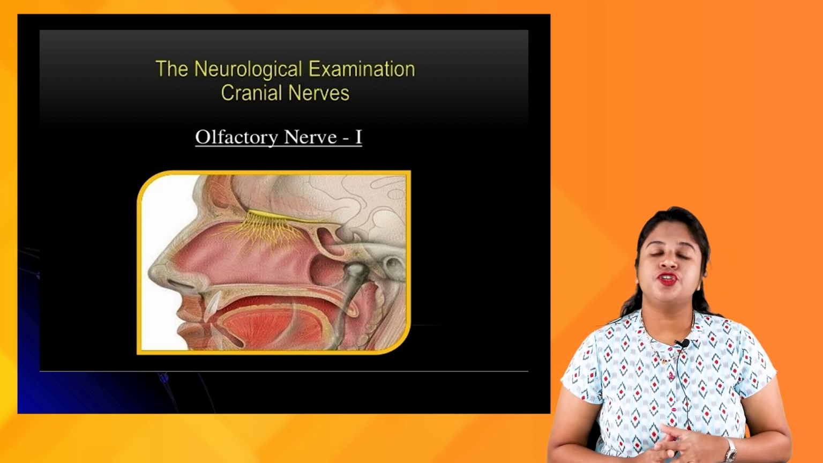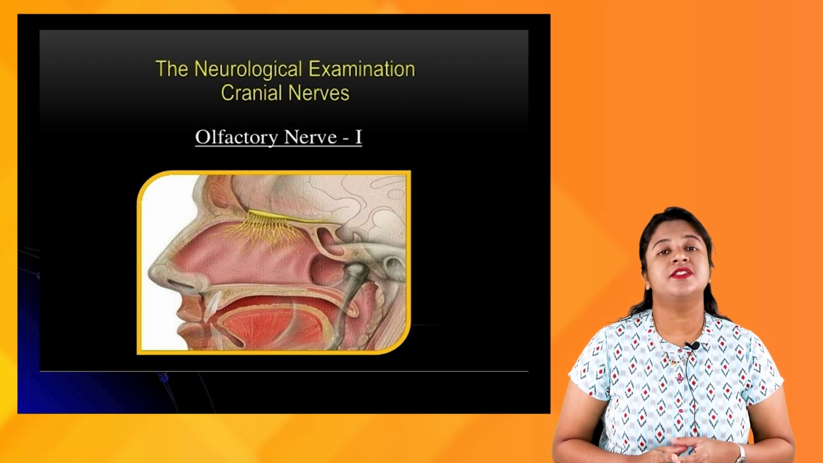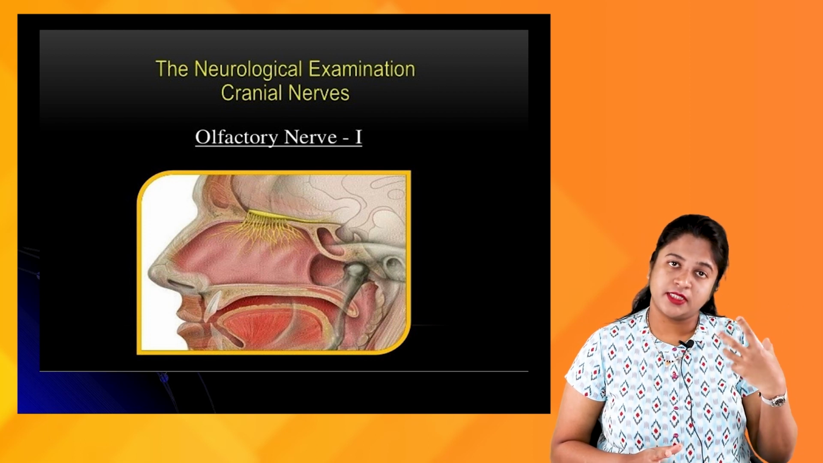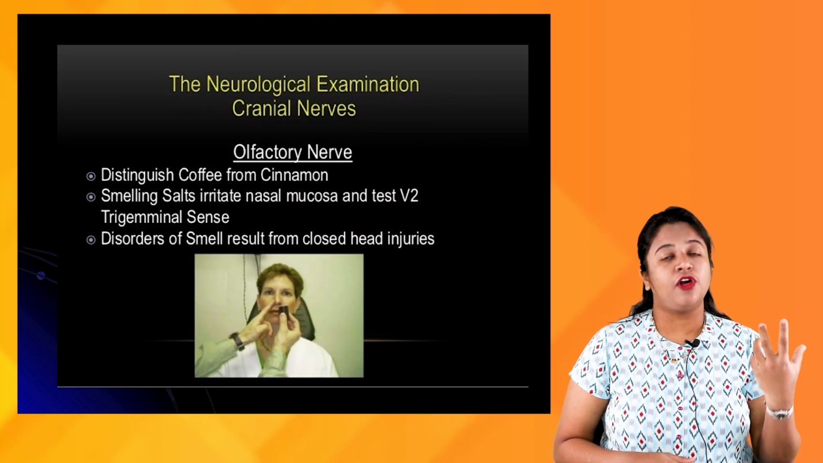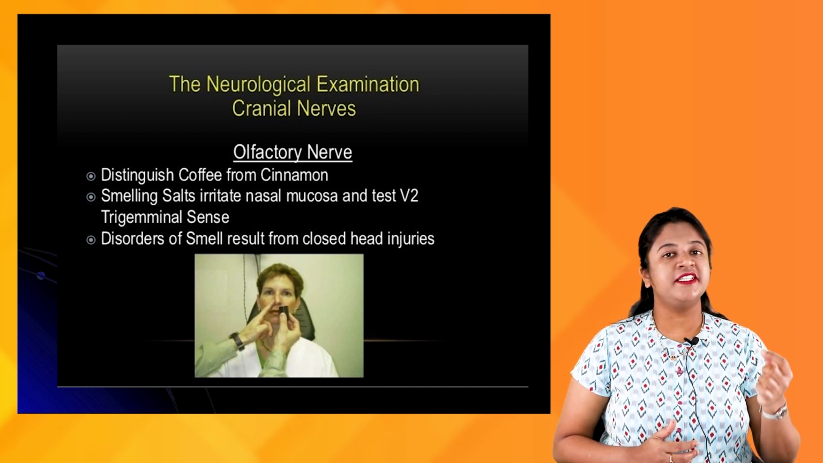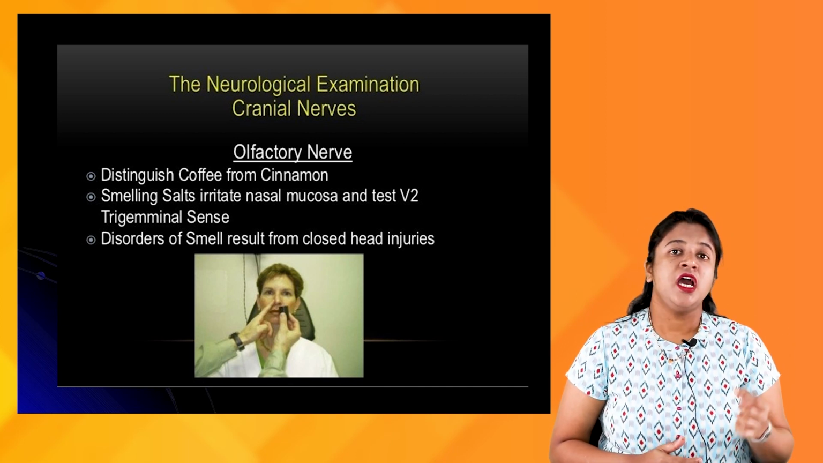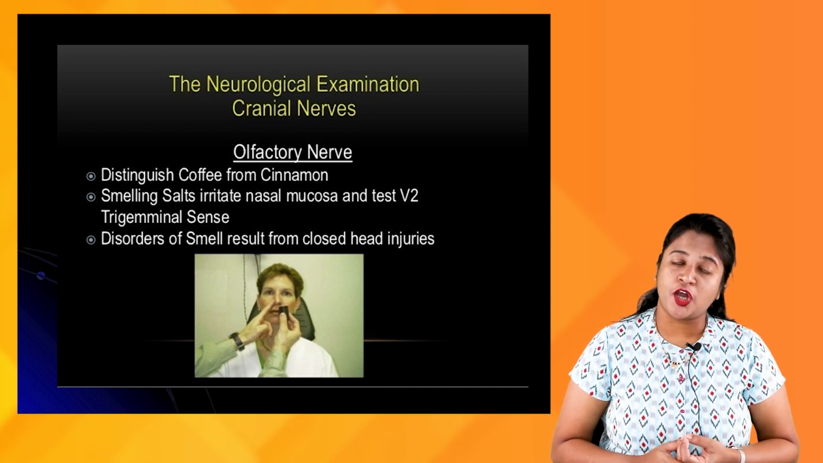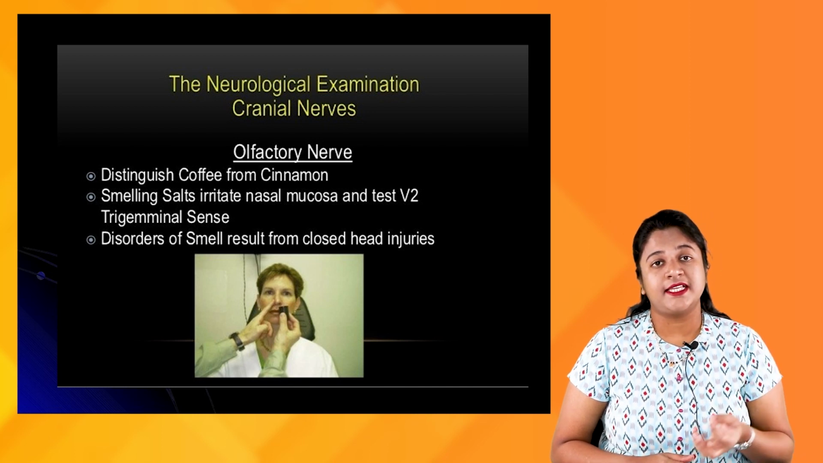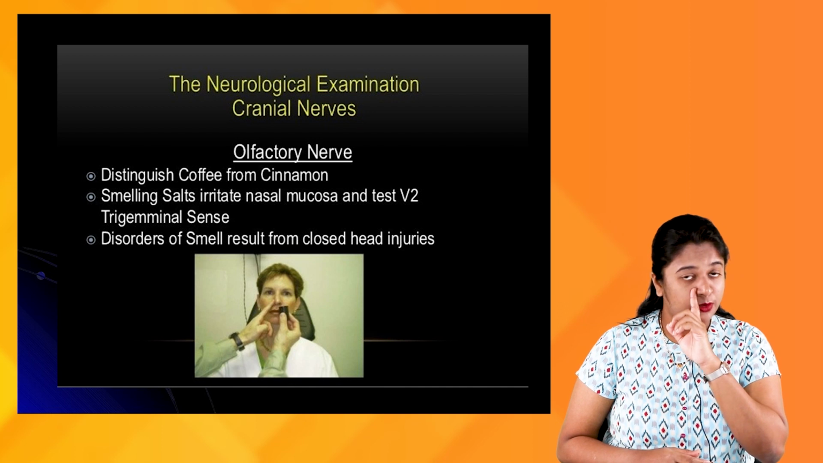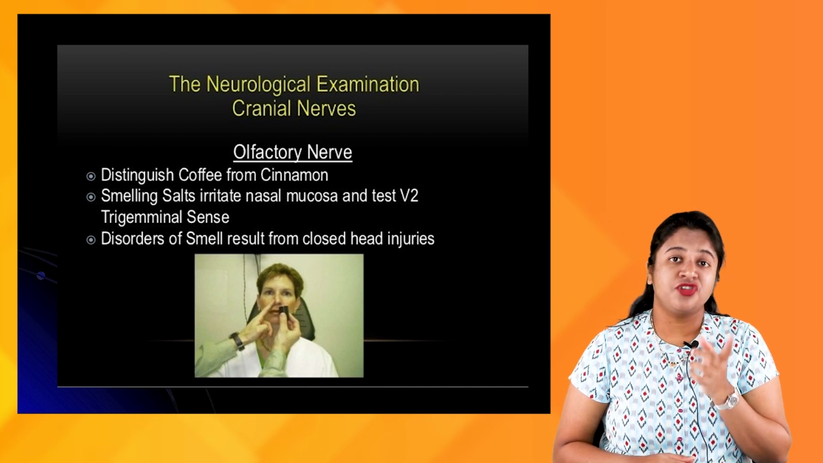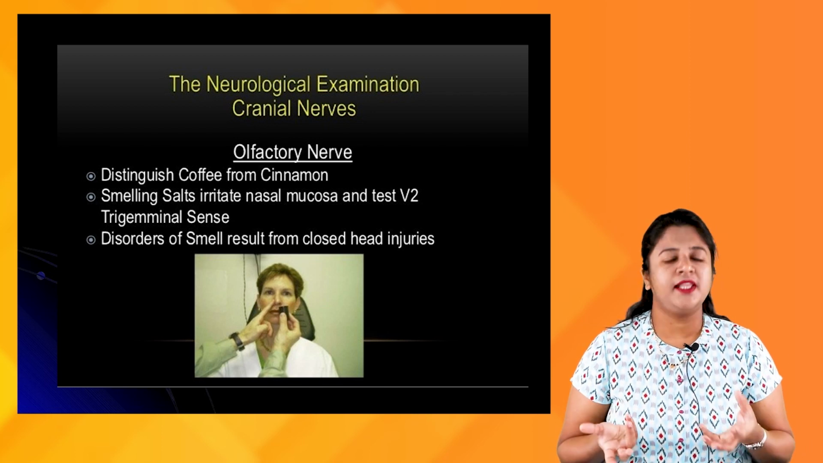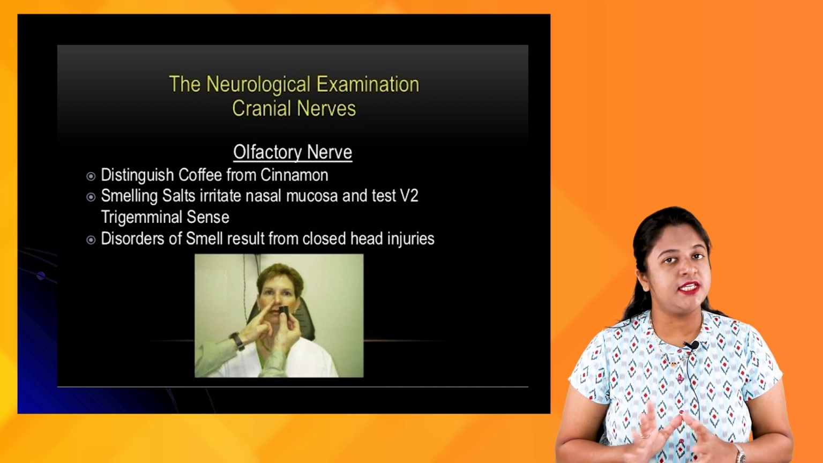When you do the assessment of the olfactory nerve, you may have to ask the patient to close their eyes, and you can give two objects which have some aromas. For example, you can give coffee powder and cinnamon powder. You ask them to identify the item that you have given to smell. When you do this examination, you may have to close each nostril one at a time. If the patient is able to differentiate the different kinds of smell, then we can say that the olfactory nerve function is intact.